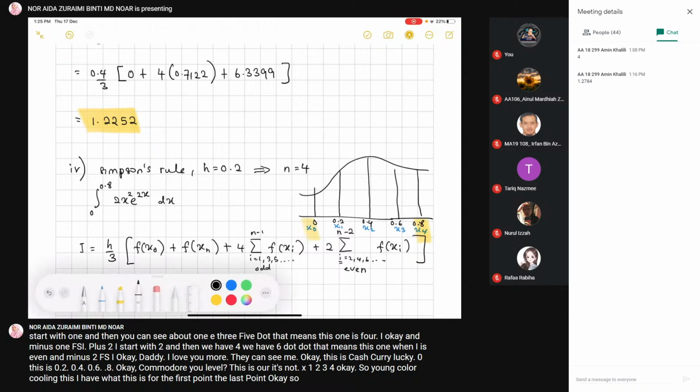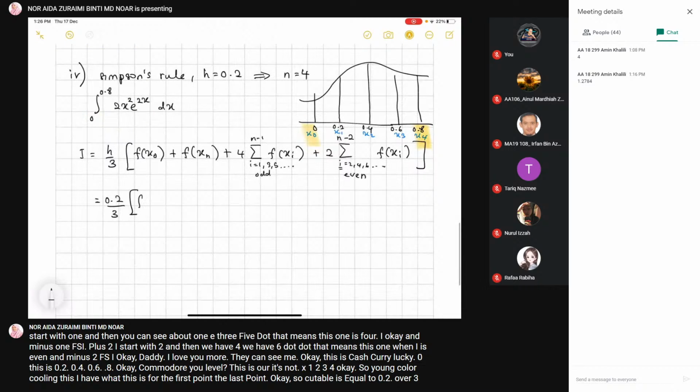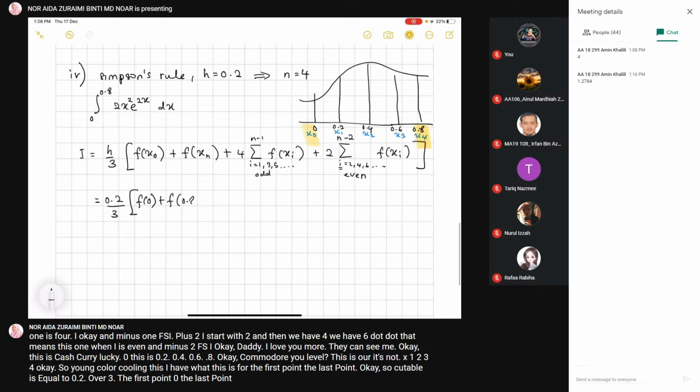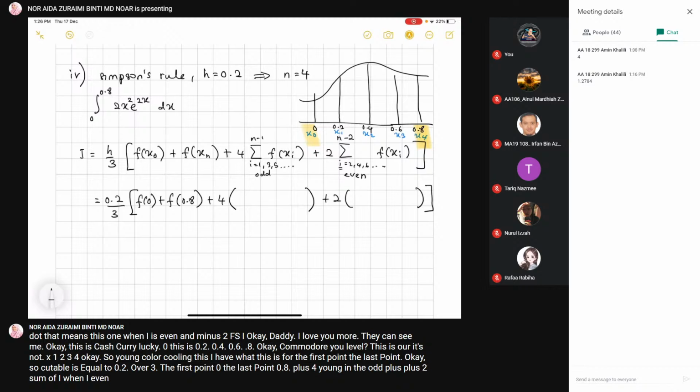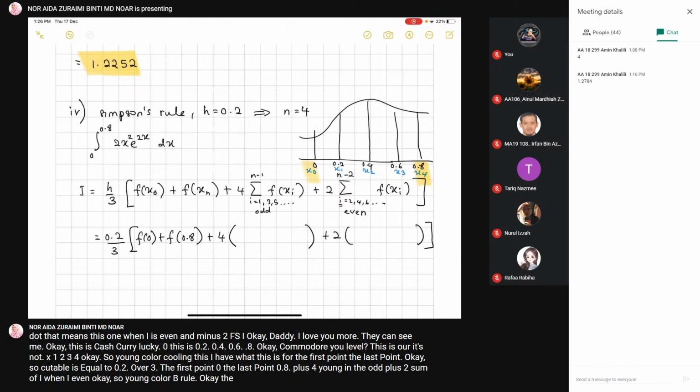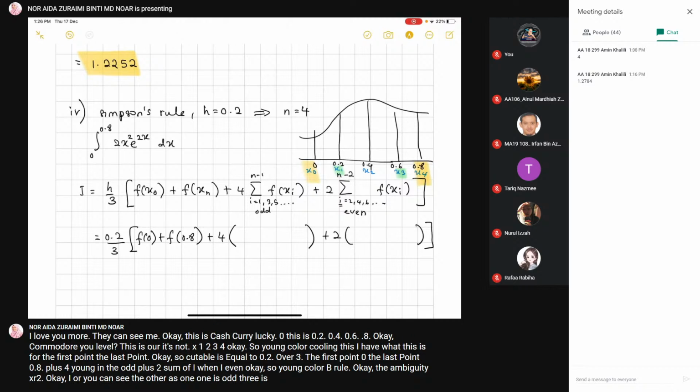So kita boleh tulis, I equal to h kita tahu 0.2 over 3. The first point 0, the last point 0.8, plus 4, yang ini adalah untuk odd, plus 2 sum of i when i is even. Yang color hijau kita ambil untuk i odd. I odd, you can see kita ada x1. 1 is odd, 3 is odd, right? i equal to 1, i equal to 3. So we have 2 odd.